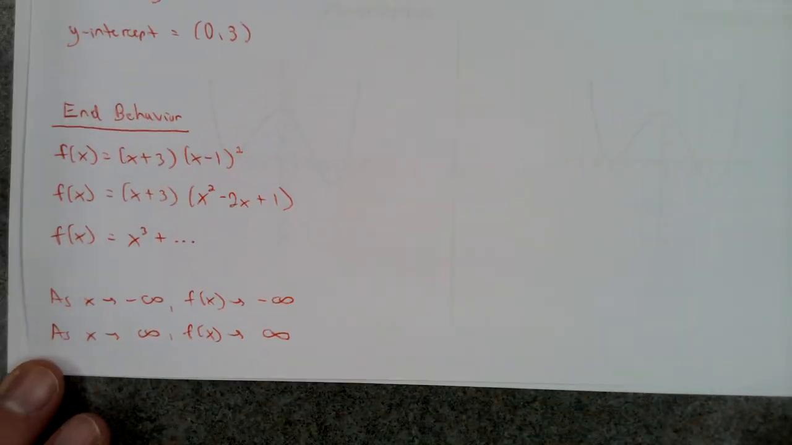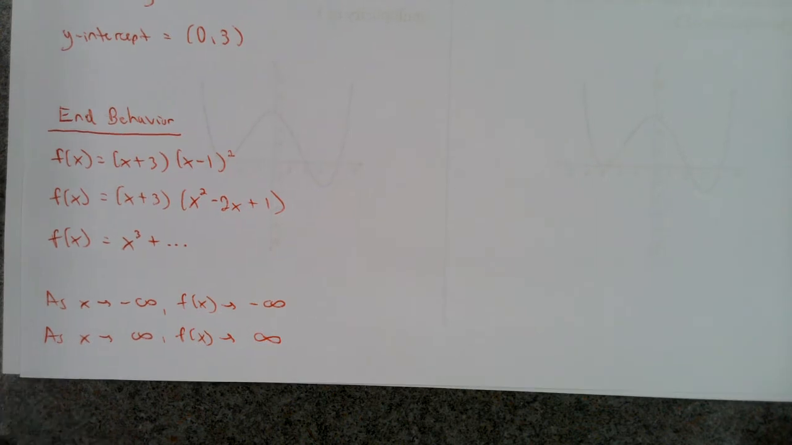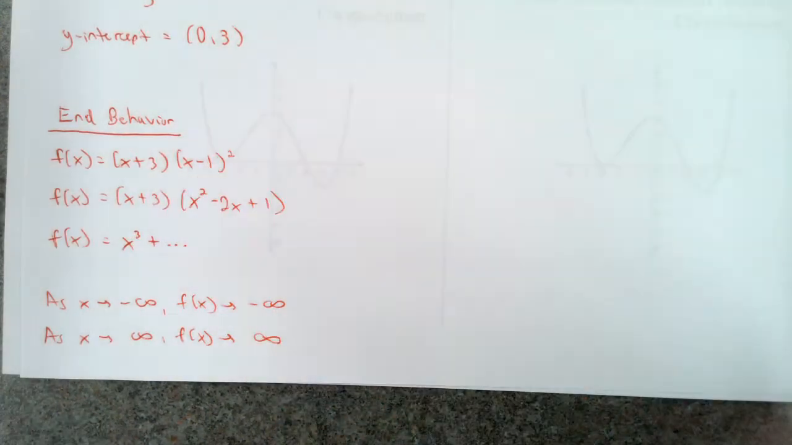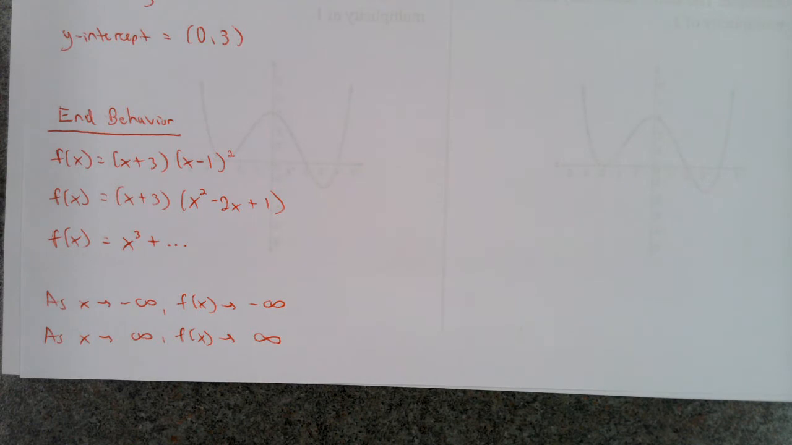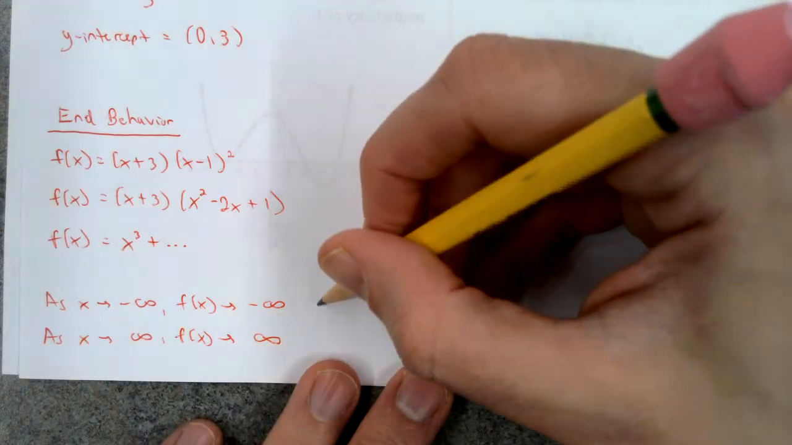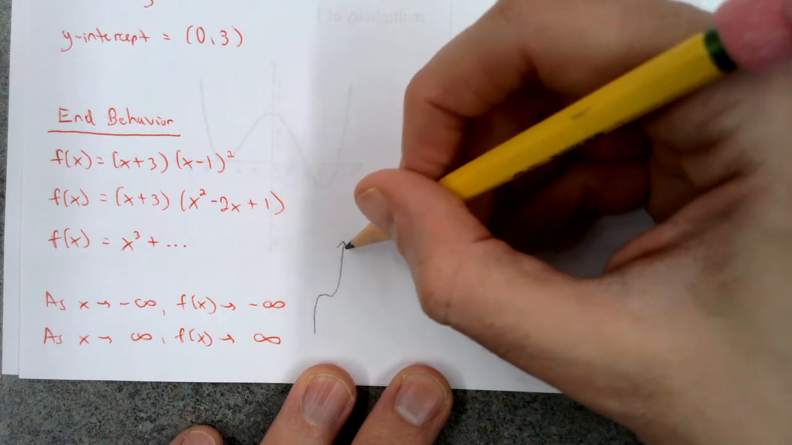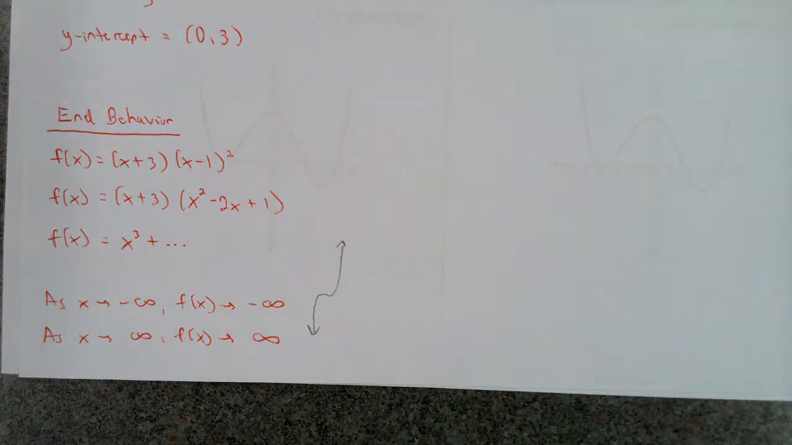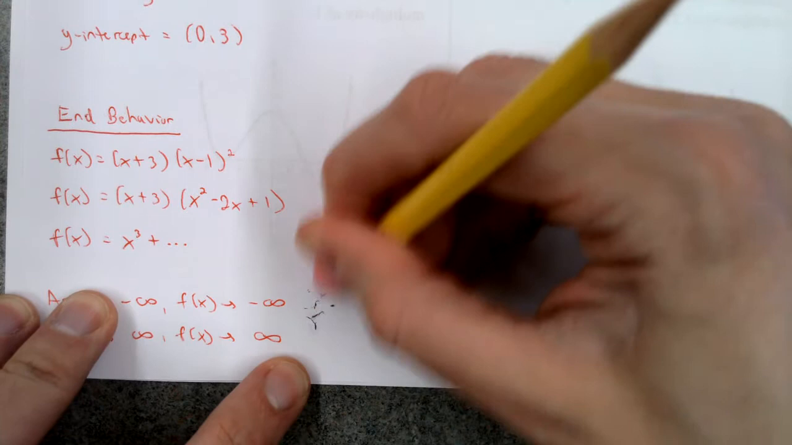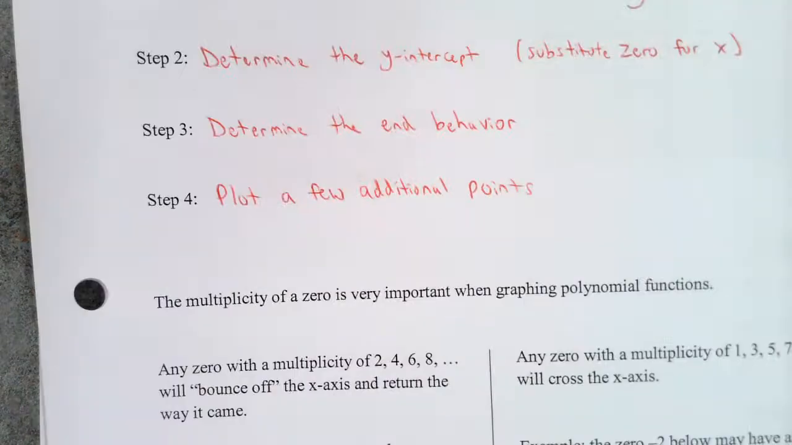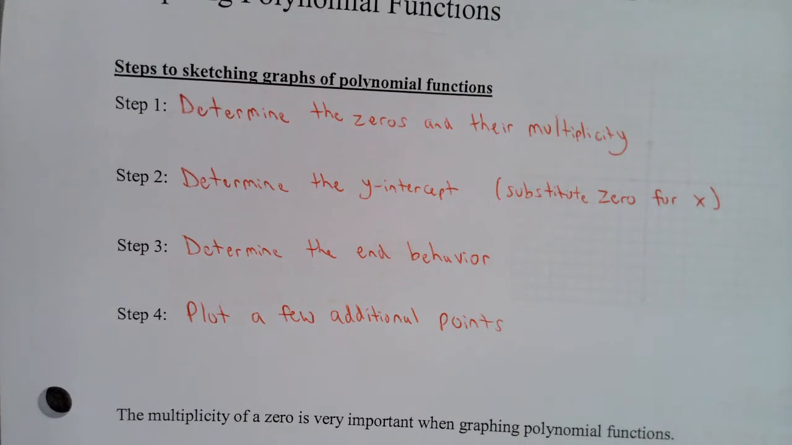Because we have odd degree, x cubed, odd degree, positive leading coefficient. So that's my end behavior. Because remember, that basic shape is going to be the one that looks like that. Let me get rid of that because I don't want that to stay there. Okay, so far so good. Now let's plot a few additional points to make our graph look nice.